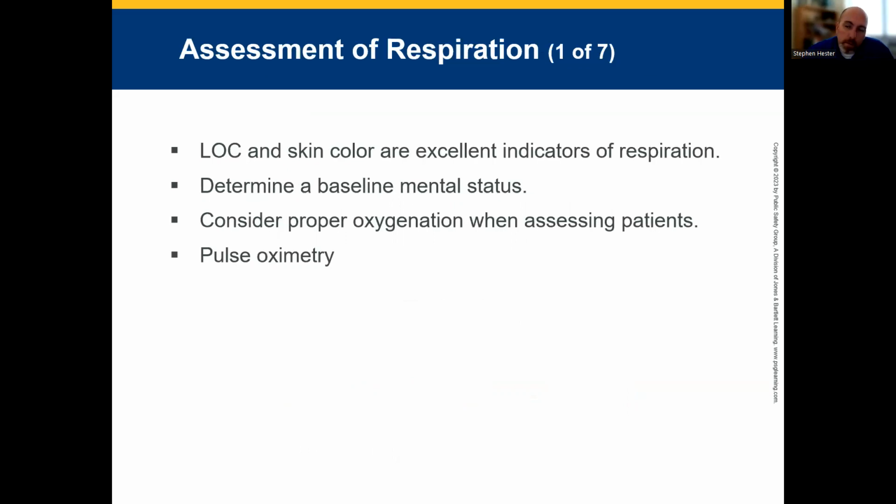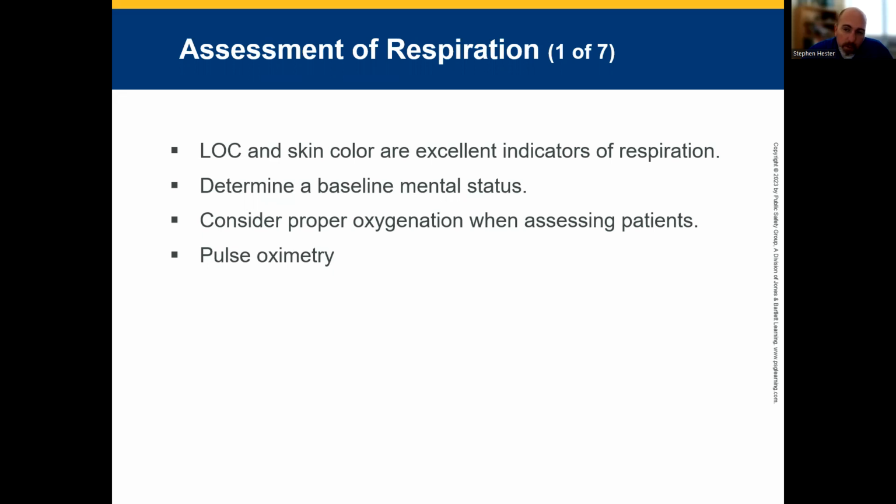All right, so let's get that patient's level of consciousness, GCS score. Maybe figure out what their baseline mental status is. The GCS of 15, now we have a GCS of 8. Consider proper oxygenation with assistance when assessing these patients. Do we need to go from a nasal cannula to a BVM, or can this patient possibly have a nonrebreather put in place to help with their respirations?